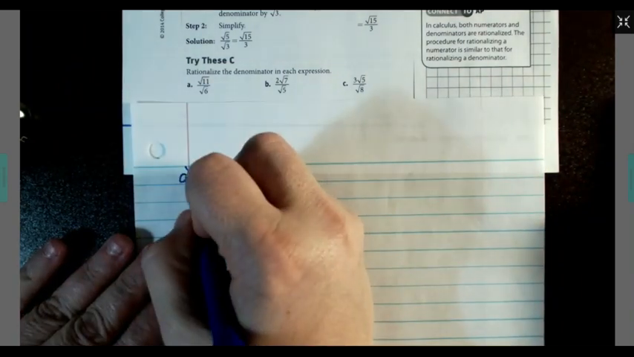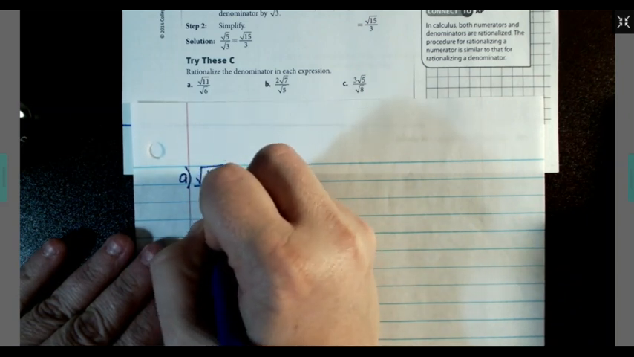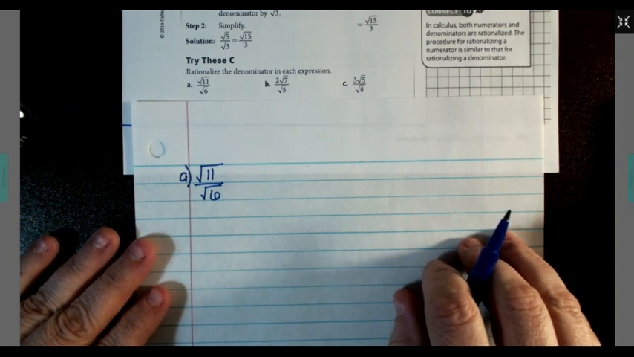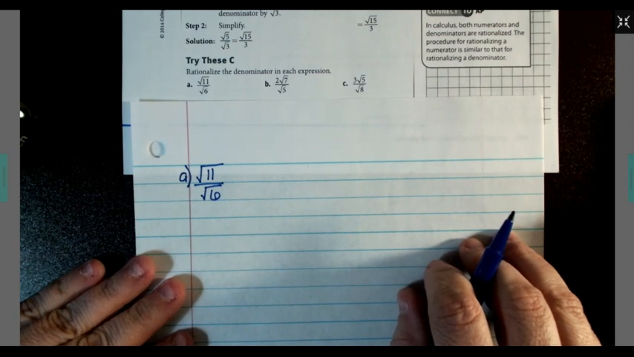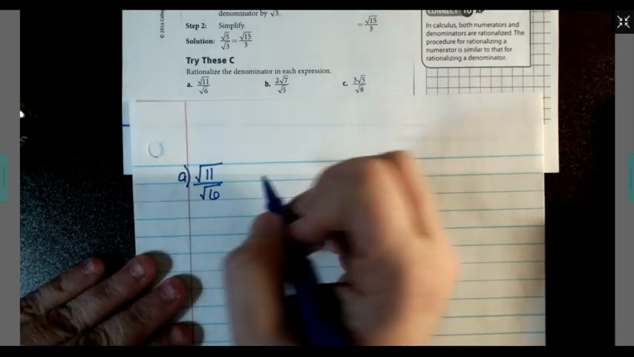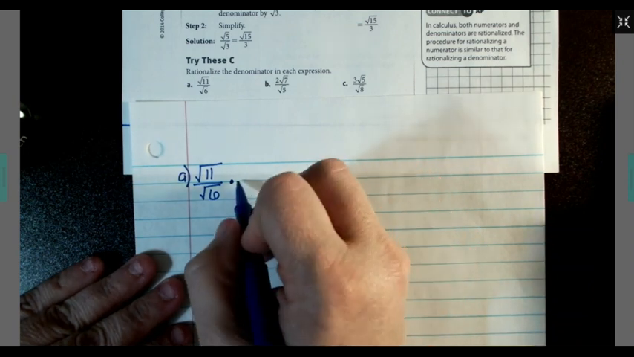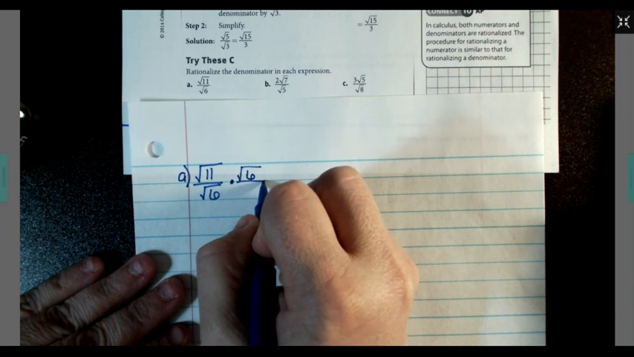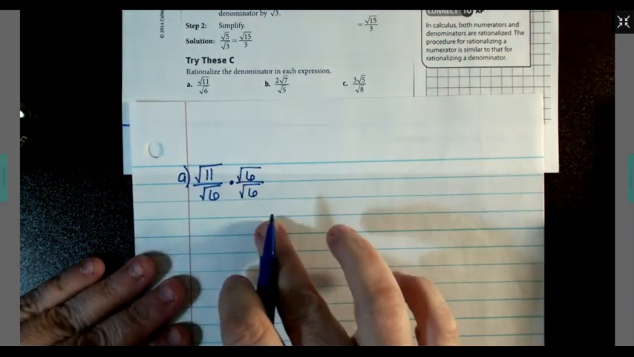We have the square root of 11 over the square root of 6. Now, 11 divided by 6 is not going to simplify. It's not going to come out to be a perfect square. So we multiply by what we call a well-chosen 1. And that 1 is going to be the square root of 6 over the square root of 6, b over b.